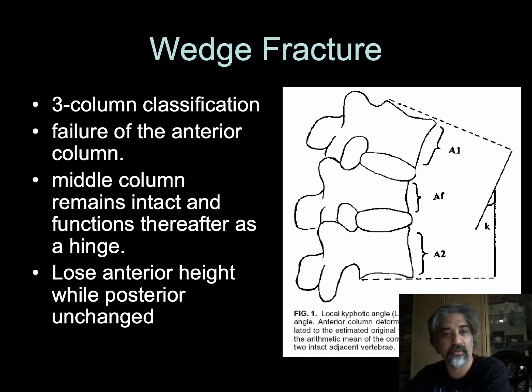So let me remind you of the Denis classification of 3 columns where you have an anterior, middle, and posterior column. And if there's any issue with the middle column, or if there's any issue with 2 columns, then you have instability because of the fracture. So if you don't have instability, usually with the wedge fractures you don't have instability and you lose height anteriorly while the posterior is unchanged, and that's what gives it that wedge look.